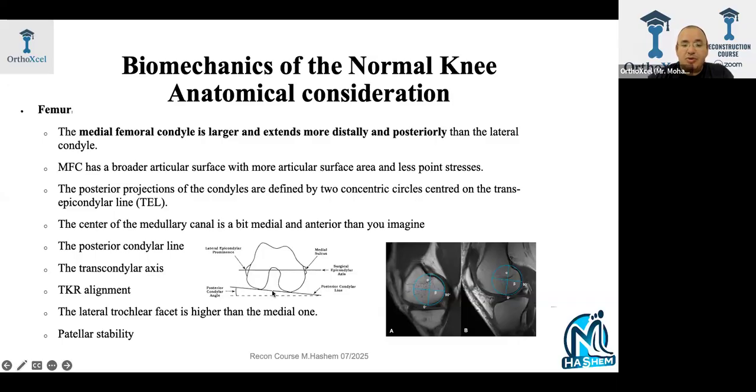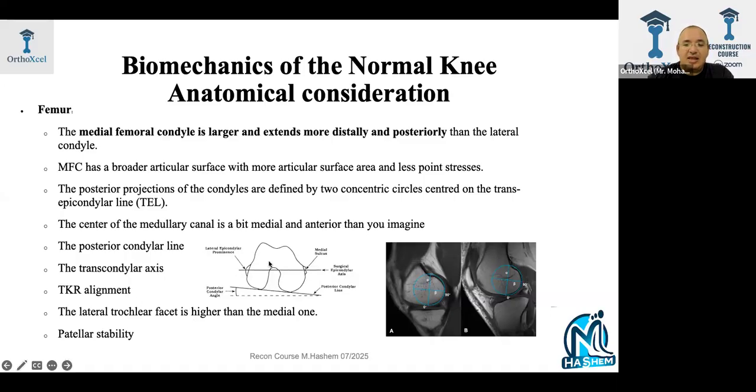So the posterior condylar axis is not parallel to the horizontal, but actually it's about 3 degrees of obliquity. The one which is parallel to the horizontal is the transepicondylar axis. That's why we use the transepicondylar axis as a reference when we're doing our total knee, not the posterior condylar axis, because the posterior condylar axis is actually 3-degree oblique over the horizontal. The transepicondylar axis, and this is what you see here, is just parallel to the ground.